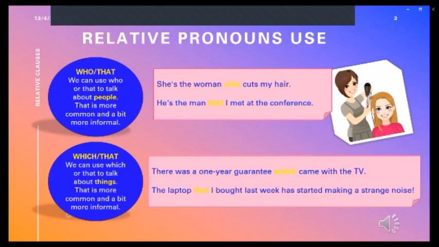On the other hand, we have which or that. We can use which or that to talk about things. That is more common and a bit more informal. For example, there was a one-year guarantee which came with the TV. The laptop that I bought last week has started making a strange noise.